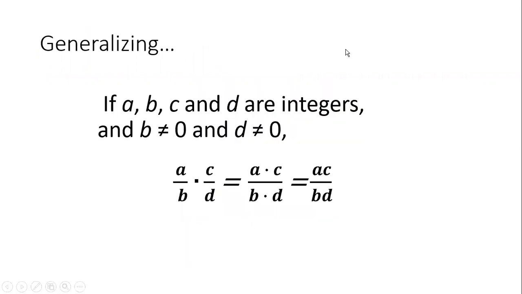Generalizing, if A, B, C, and D are integers, and B is not equal to 0 and D is not equal to 0, then A over B times C over D is equal to A times C over B times D, which is equal to AC over BD.